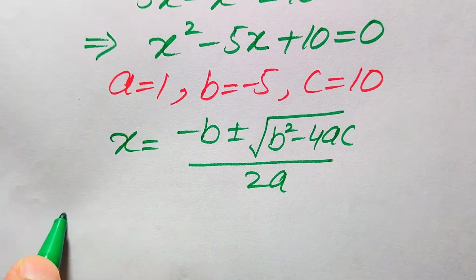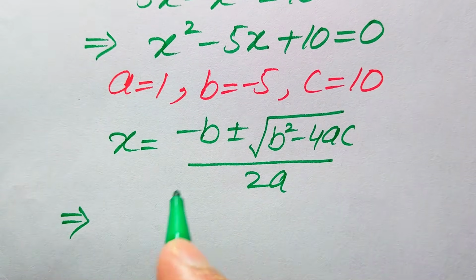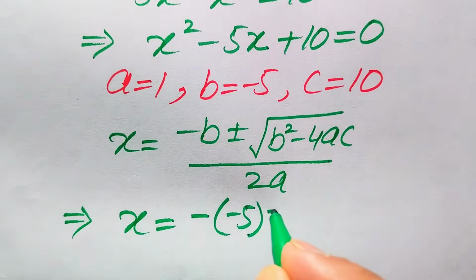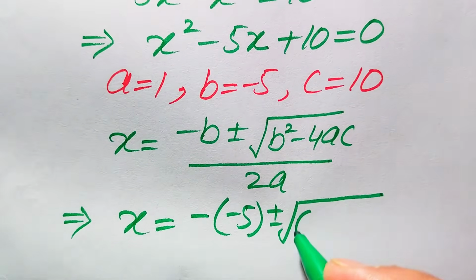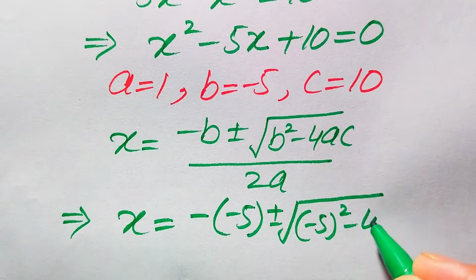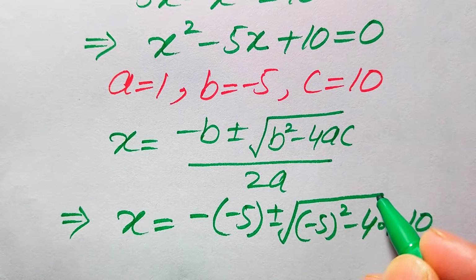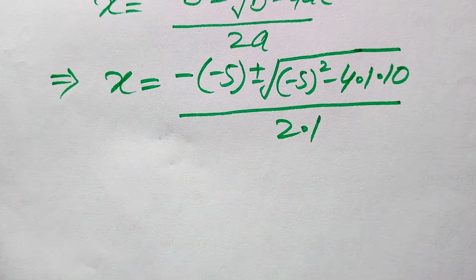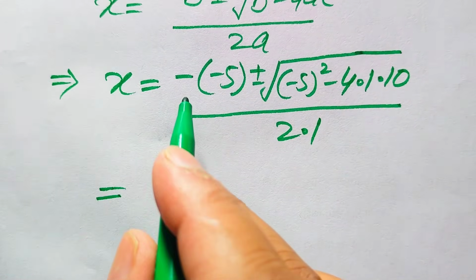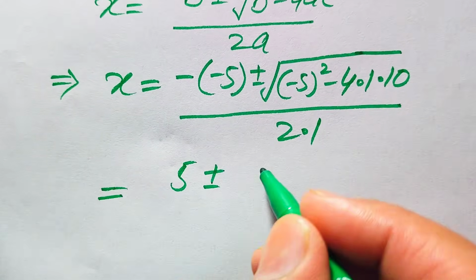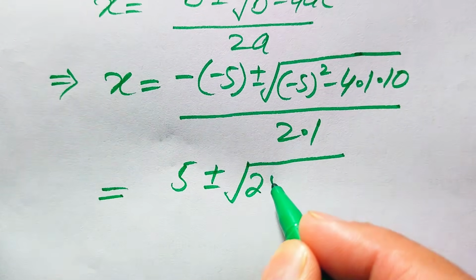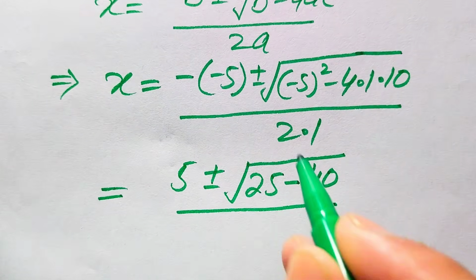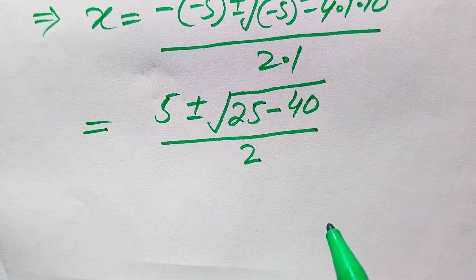Here we substitute all the values of a, b, and c in this formula, and it becomes x is equal to minus b, the value of b is minus 5, plus minus square root of b square, b is minus 5 square, minus 4 times a which is 1, and c which is 10, divided by 2 times a, and here a is equal to 1. Further we simplify: minus times minus becomes plus 5, and plus minus square root of minus 5 square becomes 25, minus 4 times 10 becomes 40, divided by 2 times 1 which is 2.